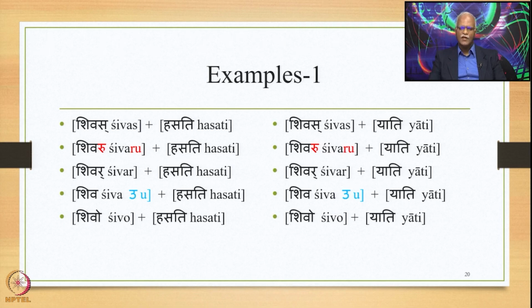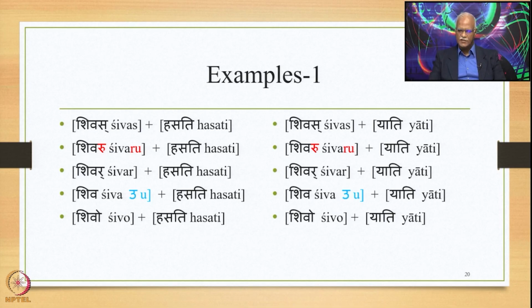So, one subanta and one tinganta are in close proximity. Now, sa is substituted by ru by sasajusho ruhu. So, we have Shivaru plus Hasati. Then this u at the end is substituted by 0. So, we have Shivar plus Hasati. Now, this r, which is preceded by short a, which is not pluta, and which is followed by ha, which is hush, and therefore this r is substituted by u. So, we have Shiva u Hasati, and then we have adgunaha applying and get Shivo Hasati.